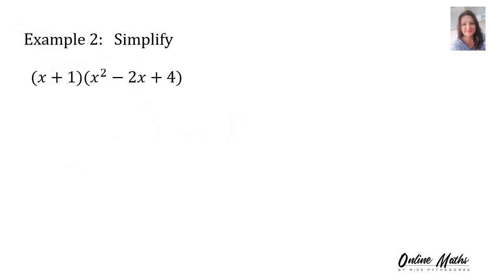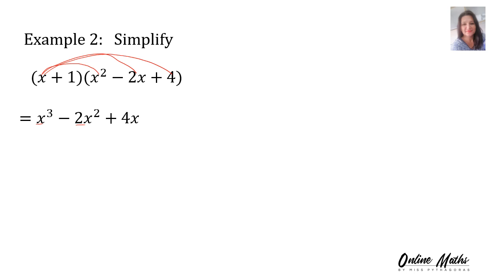Example 2, simplify. Simplify means we get rid of the brackets. Again, we're going to use the distributive property of multiplication. That means we're going to start with the x and we're going to say x times x squared is x to the 3. X times negative 2x is negative 2x squared. Remember, when you multiply, you add exponents. X times 4 is plus 4x.